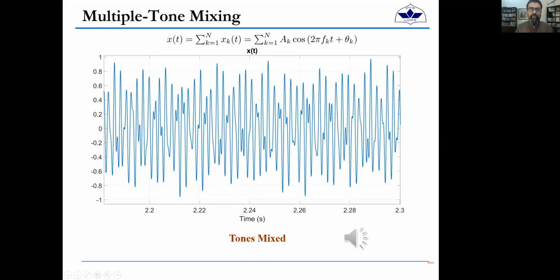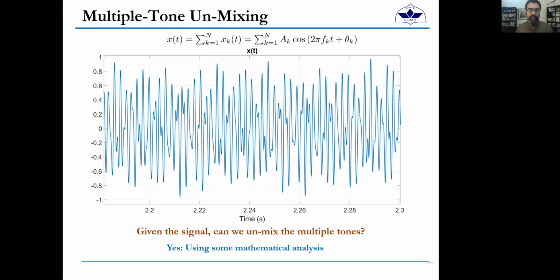But this mixture of tones is more sophisticated in the sense that I actually made it up on my own. I've added up 4 sinusoids here. And the question once again is, will you be able to separate them out? It turns out, yes, you will be able to separate them out. Once again, some mathematical analysis, which we're for now considering as a black box.